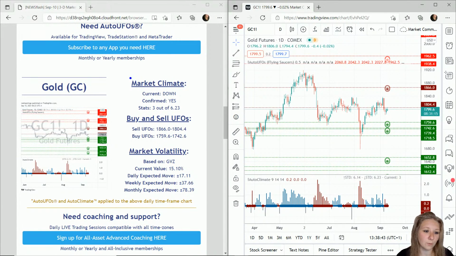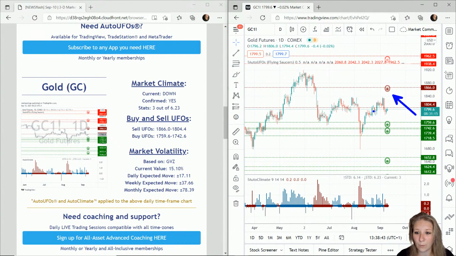So with gold, we have a confirmed downwards climate, a thick red dot, probability downwards. Usually gold would go down for 7 candles. I'm rounding that up, and we're on candle number 3. So we have room for it to continue to move to the downside based on what usually happens. We also have sell orders just above us at 1866 to 1804.4.